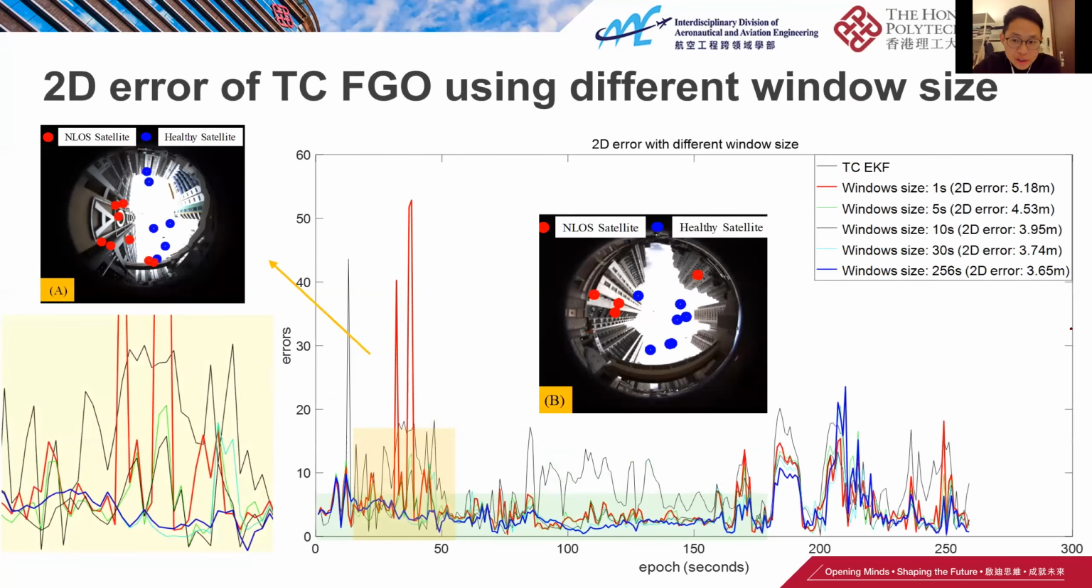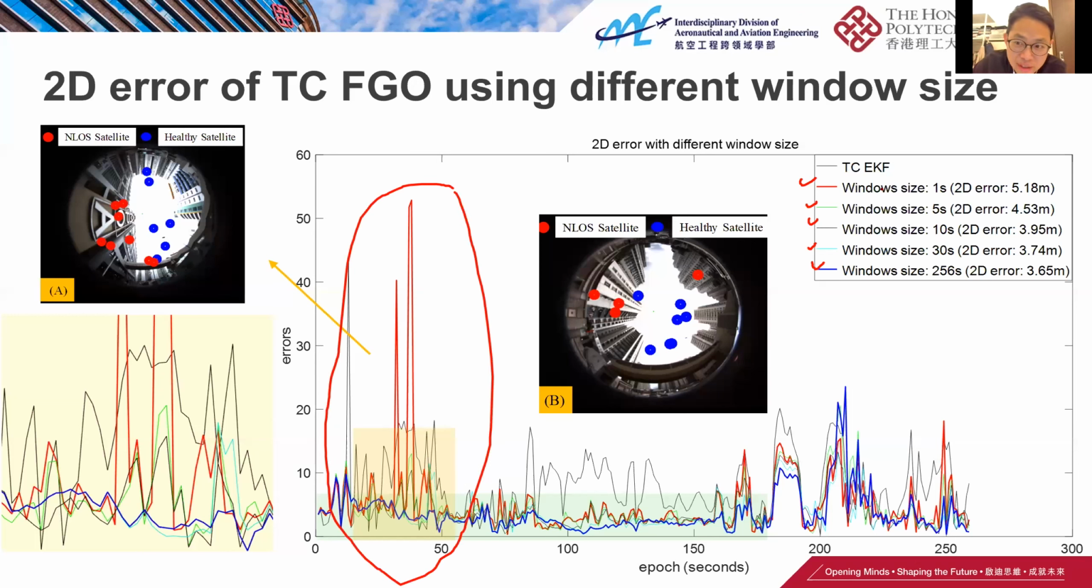And we want to see even deeper into the solutions. This is the 2D error. Different lines here mean different window sizes. Over here you can see the big peak at 1 second of FGO, which only considers the previous epoch and current epoch of data. At this epoch you have roughly 6 healthy satellites versus roughly 6 unhealthy satellites, so if you do FGO, it won't be better.